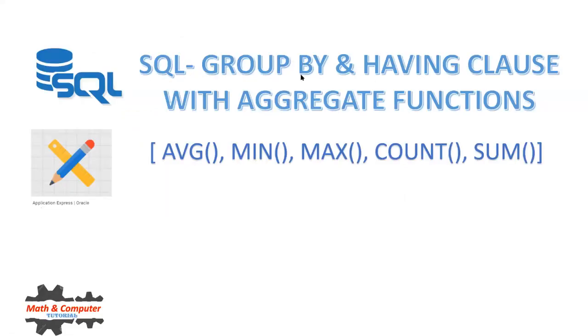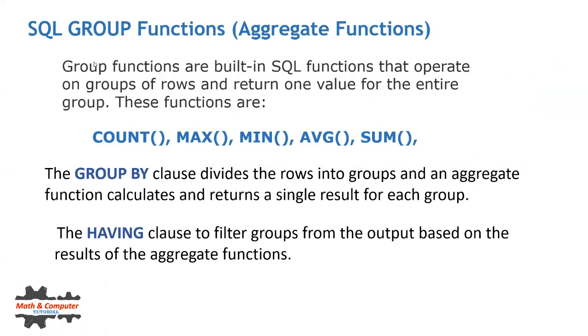Today, I will discuss the SQL GROUP BY and HAVING clauses with aggregate functions like average, minimum, maximum, count, and sum. The aggregate functions are built-in SQL functions that operate on groups of rows and return one value for the entire group. So these functions are usually used to compute and return one value per group of rows. The GROUP BY clause divides the rows into groups, and an aggregate function calculates and returns a single result for each group.